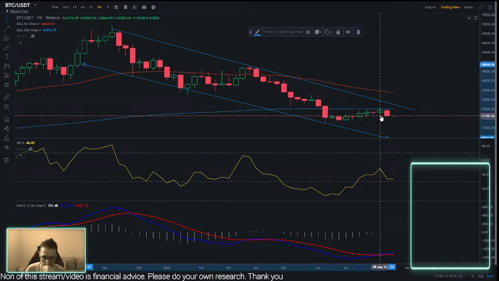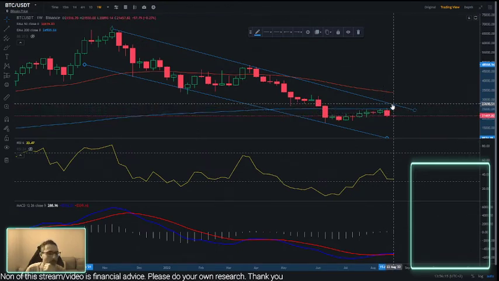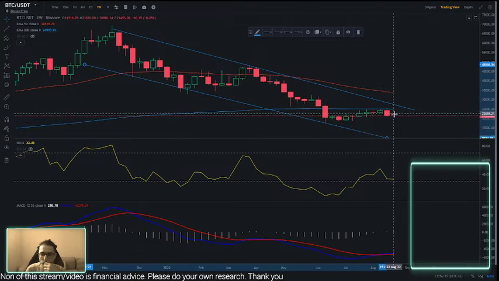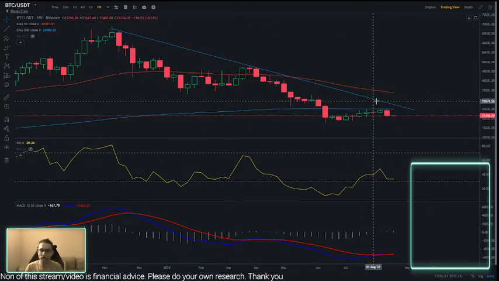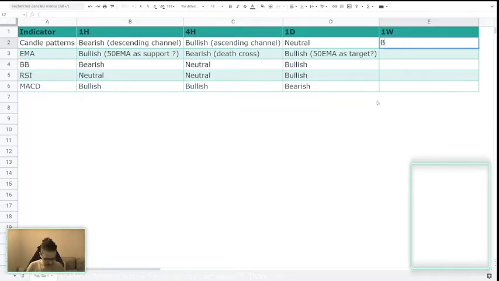Alright, so we are reaching the top of this descending channel, and we are most likely going to the other end, the other side, so going down. So it's bearish. Boom. Descending channel.